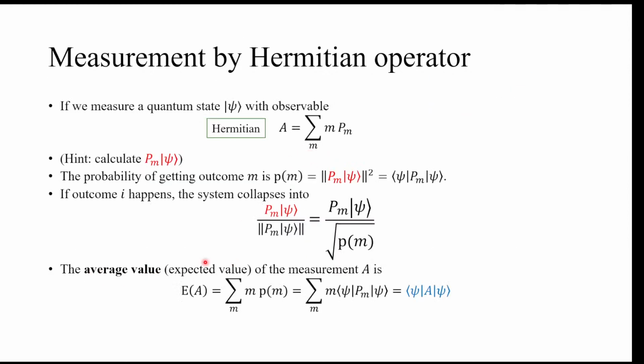You can calculate the average value or expected value of an operator without even doing the eigenvector decomposition. You have your vector, and you can just sandwich your A with the vector to be measured. So it's the bra psi, A, ket psi, and this is a nice trick that can be used in several places. It saves a lot of calculation because you can calculate this without doing the eigenvalue decomposition.